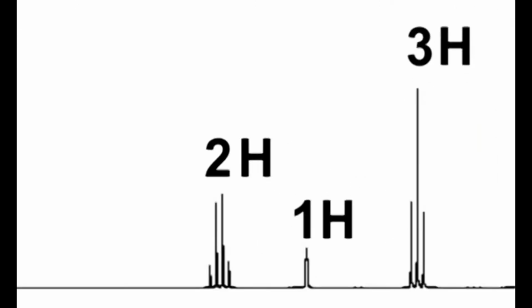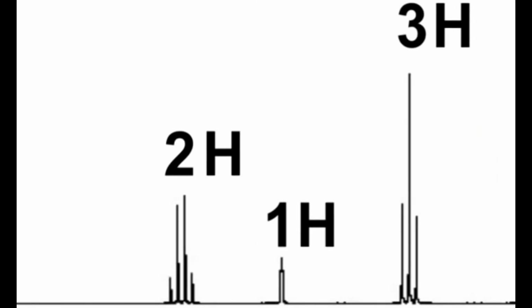Now if we zoom in on the bands, we notice that each one is split into several small peaks. The number of peaks is equal to n plus 1, where n is the number of alpha hydrogens, which are the hydrogens on the neighboring carbon.